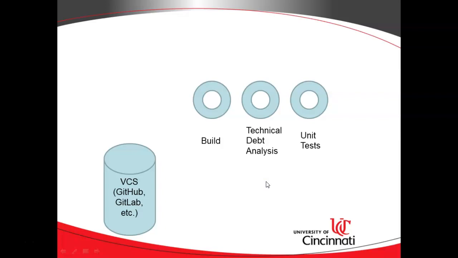So the first and logical step is the build step. After build, we might do a technical debt analysis, something like SonarQube. And then after we do our technical debt analysis, we might run unit tests. And if all of these pass, our pipeline turns green, which means everything is good. Now, in the case of continuous deployment, we may just automatically deploy this. In the case of continuous delivery, we will take it this far but still have a manual deployment step to production.